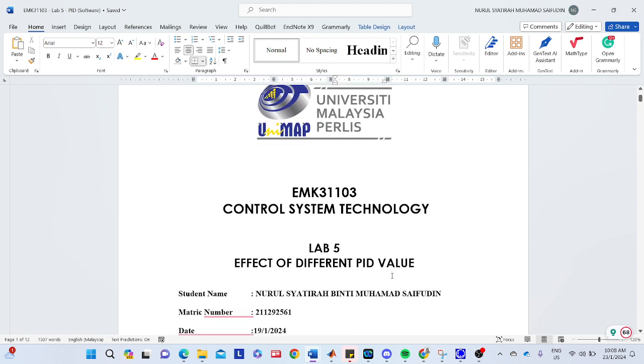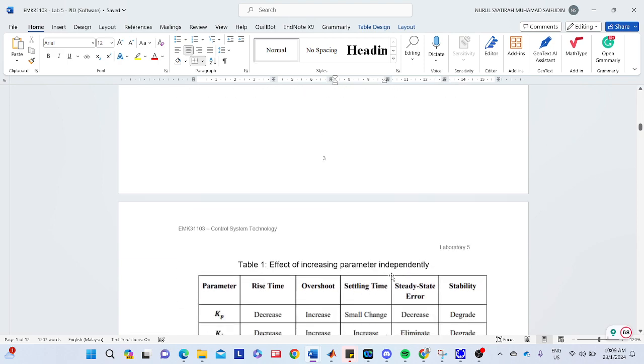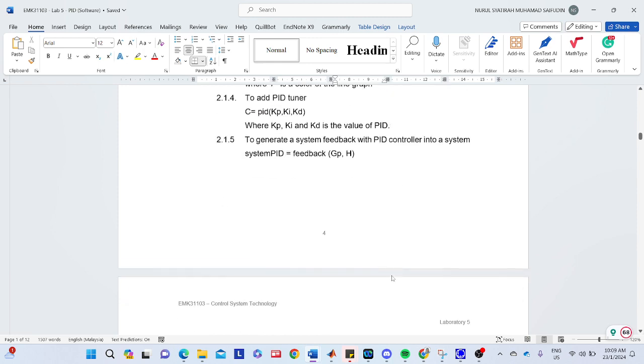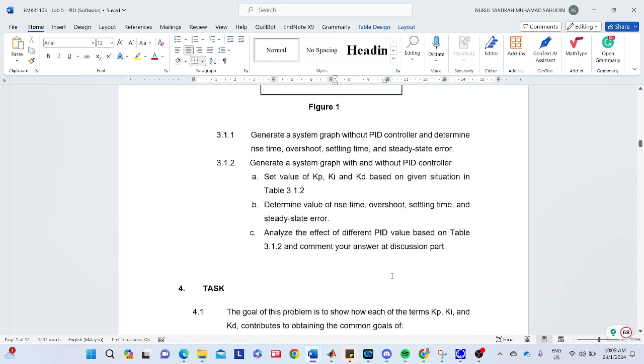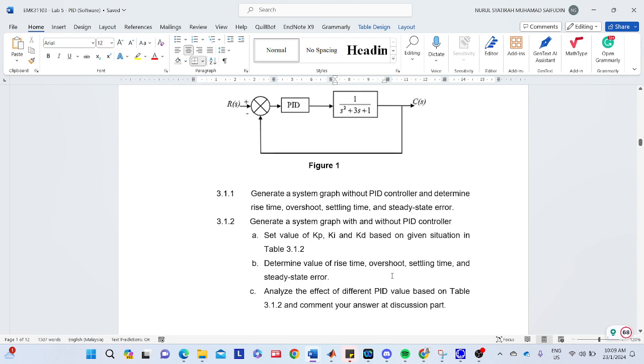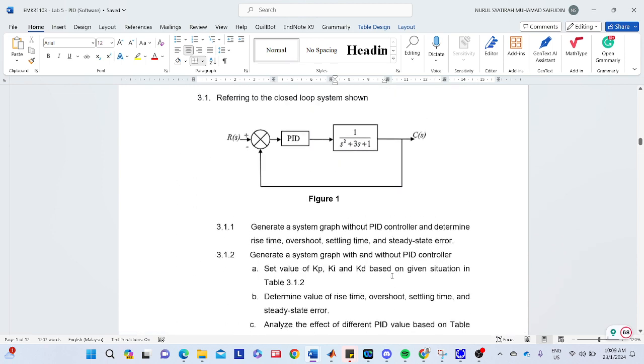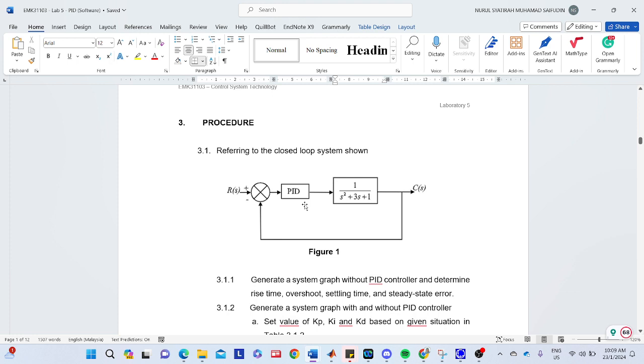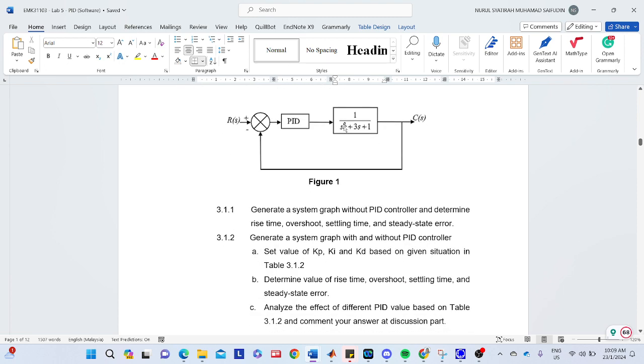So this lab, I would like to present about lab 5, which is the effect of different PID values. Basically this lab has two parts we need to do, which are procedures 3.1 and also the task. For procedures 3.1, this is the closed loop system. The transfer function for this system is 1 over s squared plus 3s plus 1. We need to use this transfer function in MATLAB coding to generate the graph without the PID controller.